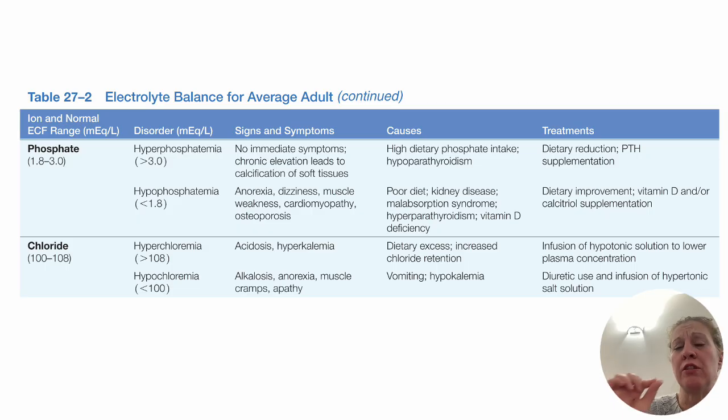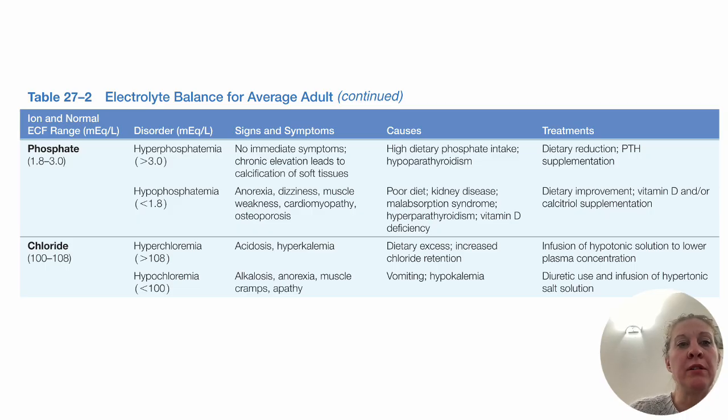Plasma concentrations are usually between 1.4 and 1.8 and 3. So you can see here, if you have more than 3, you have hyperphosphatemia, and then if it's under 1.8, then you have hypophosphatemia. So really important to maintain those.